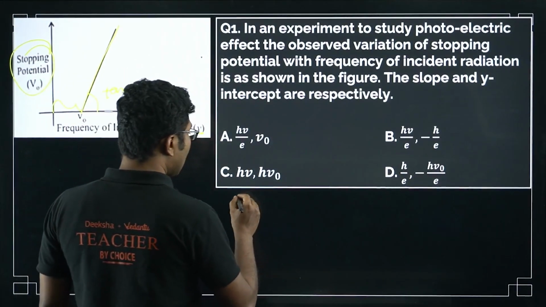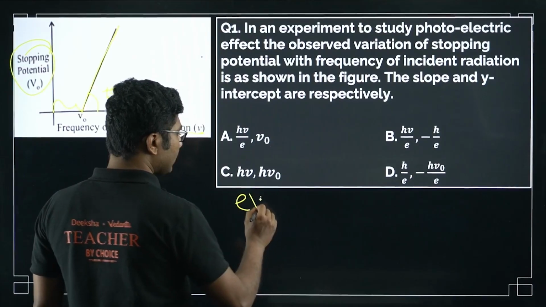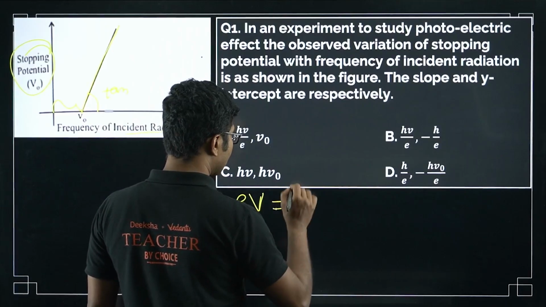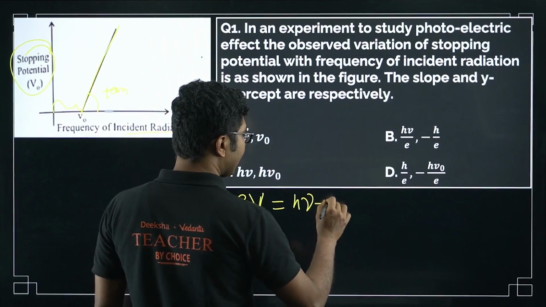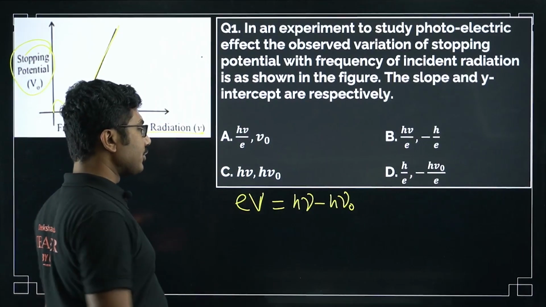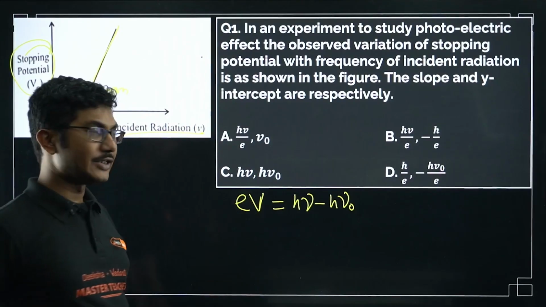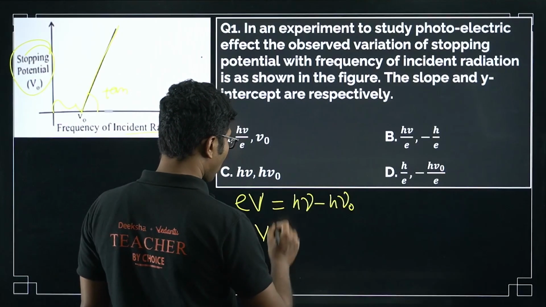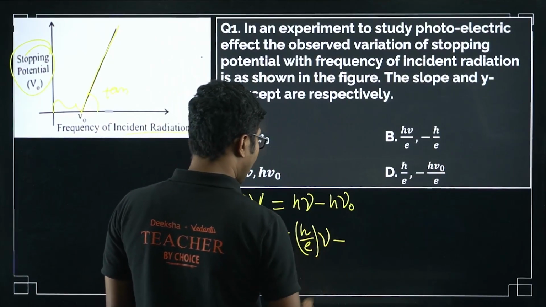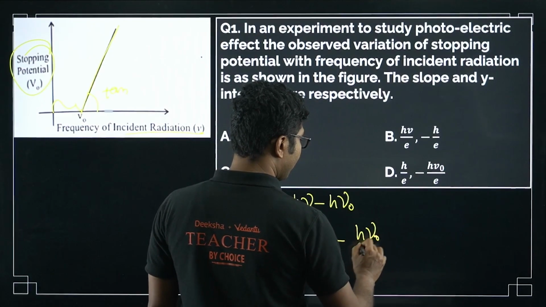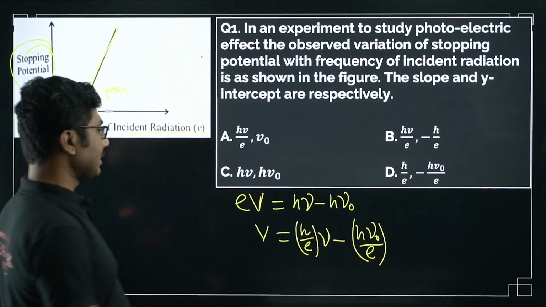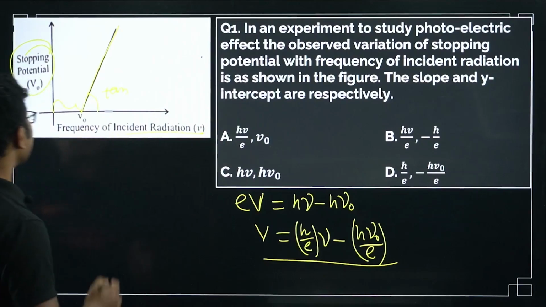The equation was, if the stopping potential was V, then eV, where e is the charge of an electron, equals h nu minus h nu naught. That was the formula. Stopping potential times the charge of an electron is h nu minus h nu naught. So from there we can find that stopping potential equals h by e into nu minus h nu naught by e. First we have to find what this equation represents.